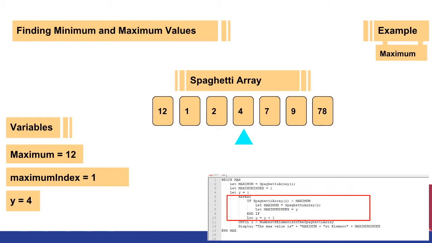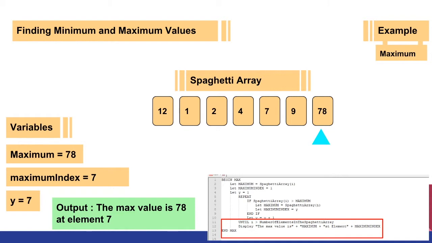This repeats for most of the array until you reach 78. Due to 78 being larger than 12, maximum will change to 78, and maximum index will change to the corresponding element, which is 7. This leads to the last part where it displays the results, where in this example, the output is: the max value is 78 at element 7.